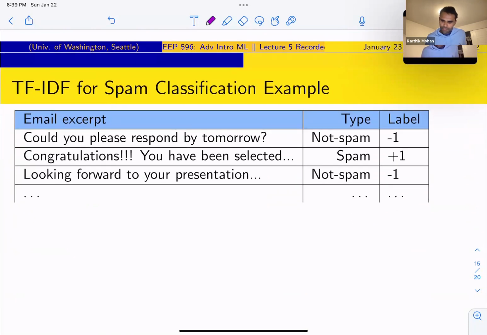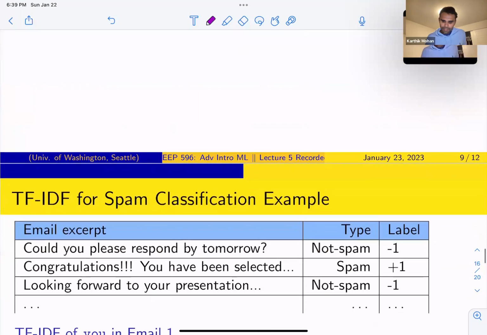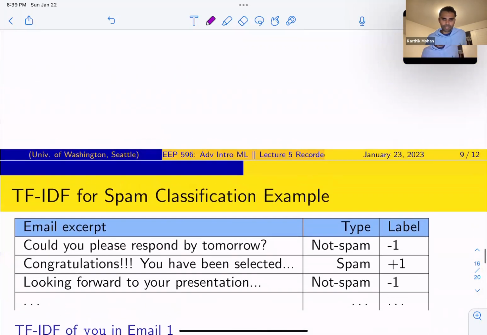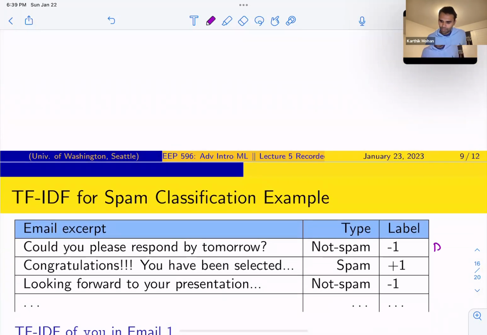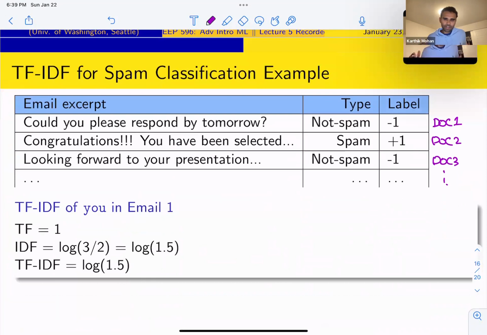So we looked at spam classification. You could have different sentences. So, could you please respond by tomorrow? This is not spam. Congratulations, you have been selected as a spam, and so on. So I can think of sentences as documents. So this could be document 1, this could be document 2, document 3, and so on. Sentences are not really documents, but for the purpose of an example, we can think of sentences as documents.